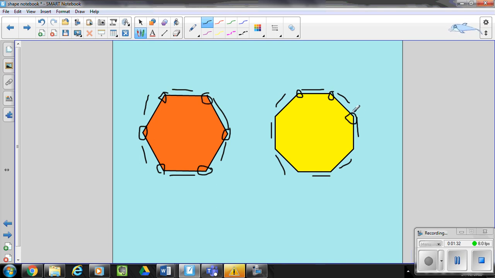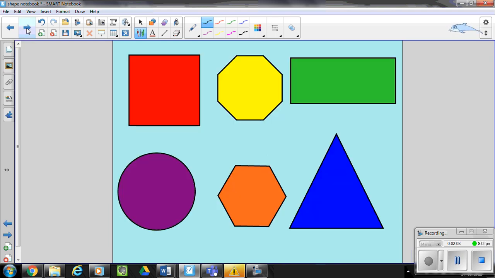Now a good way of remembering that an octagon is 8 is thinking about an octopus, because an octopus has got 8 legs. An octagon has got 8 sides and 8 corners. And also from watching number blocks, we know that octoblock is made up of 8. So that word oct means 8. So we've got a hexagon and we have got an octagon, which is our 8-sided shape.